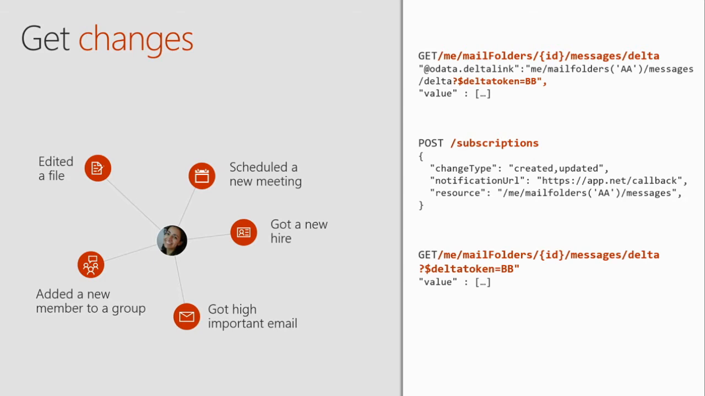With a combination of Delta Query and webhook subscriptions, it allows you to track the changes on the service very easily. So the first thing to do is get a Delta token, and then create a subscription on that particular resource, such that when the change happens, a notification is fired to the service, and you can come back with a Delta token and get the difference.